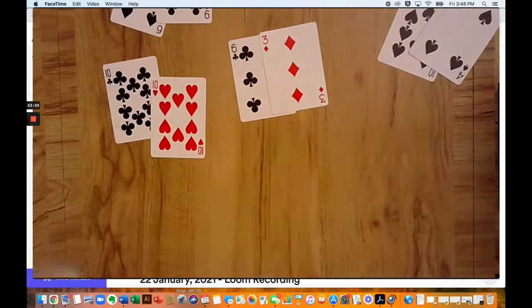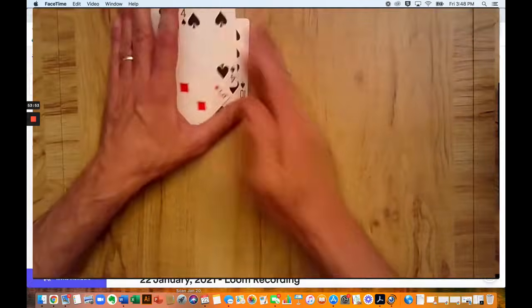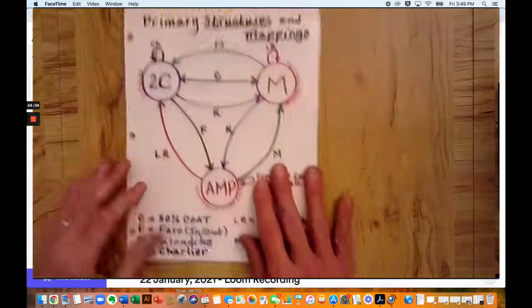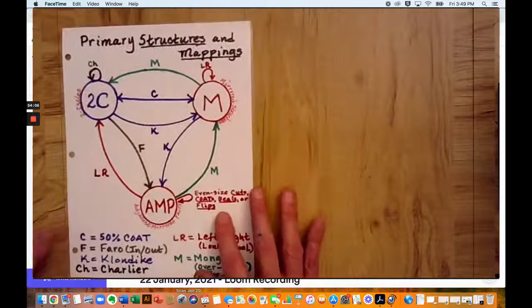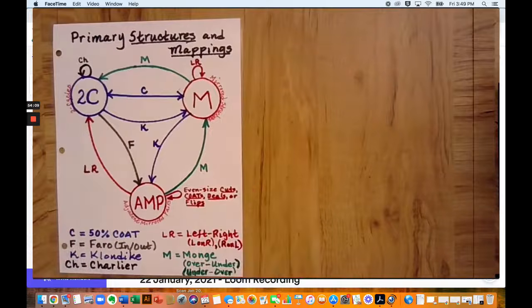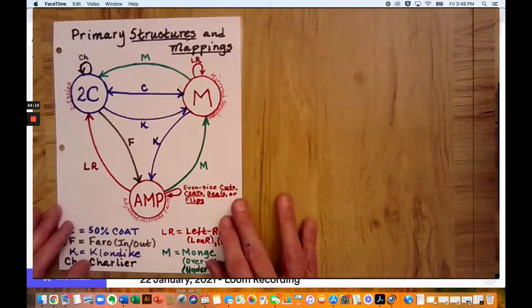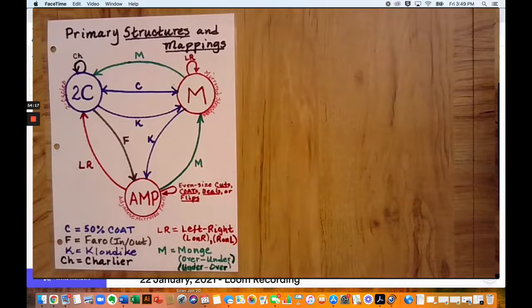Okay, so that's where our diagram comes in. So we've talked about the basic structures. Now the question is, how do you go from one structure to another by way of some very common and believable mixing procedures? And they do mix the cards. They truly do mix the cards. They may not randomize the cards, but they mix the cards. But they mix them in such a way that the structure that we want survives.